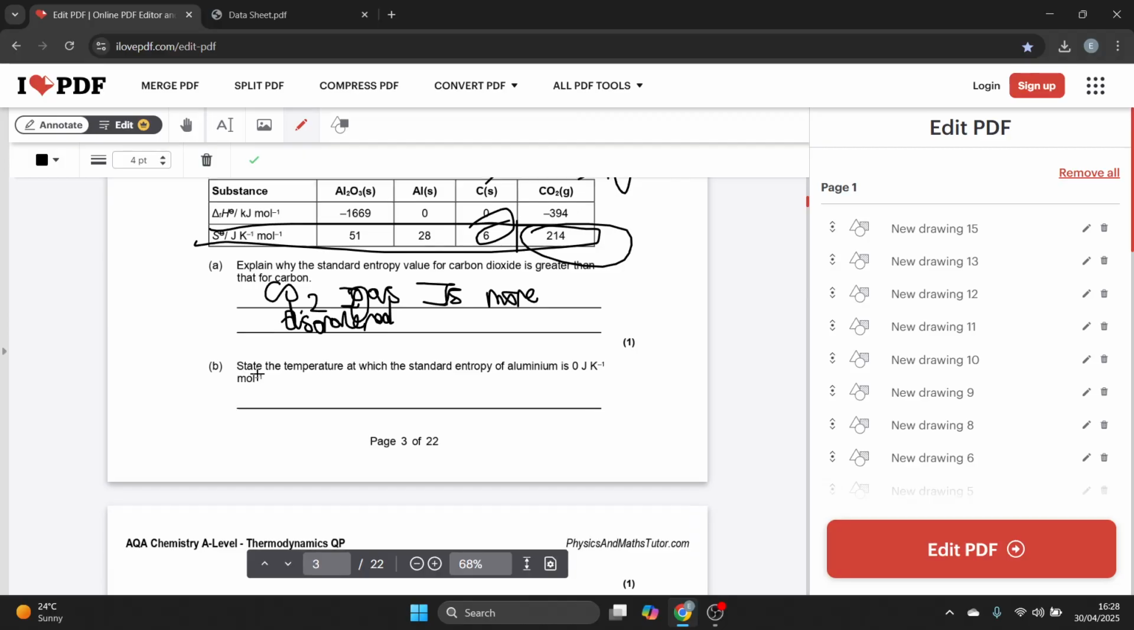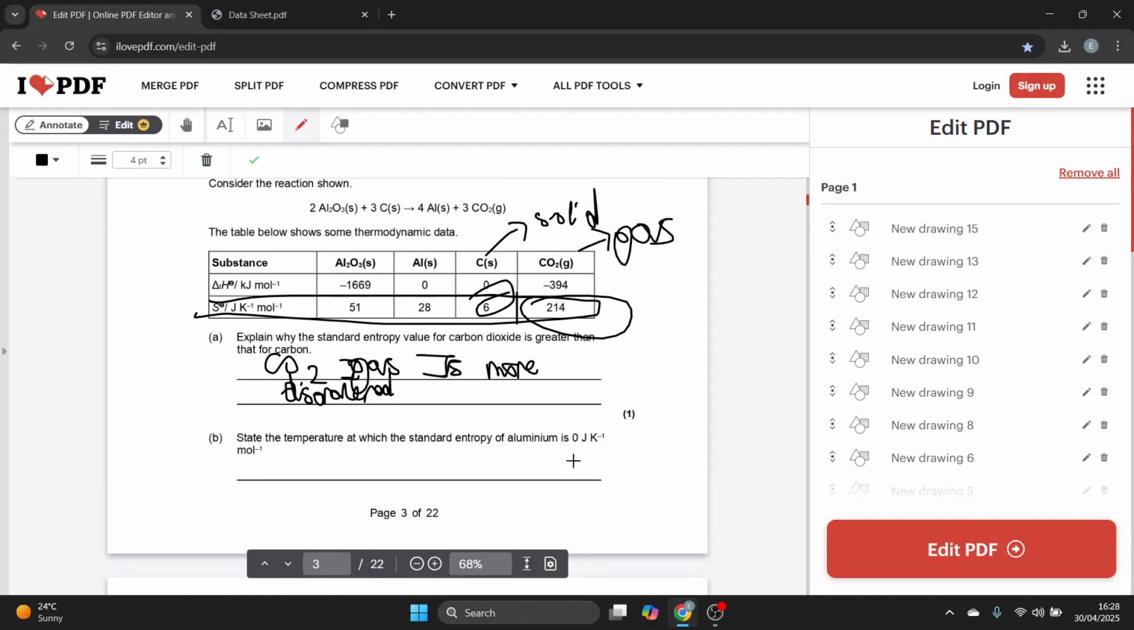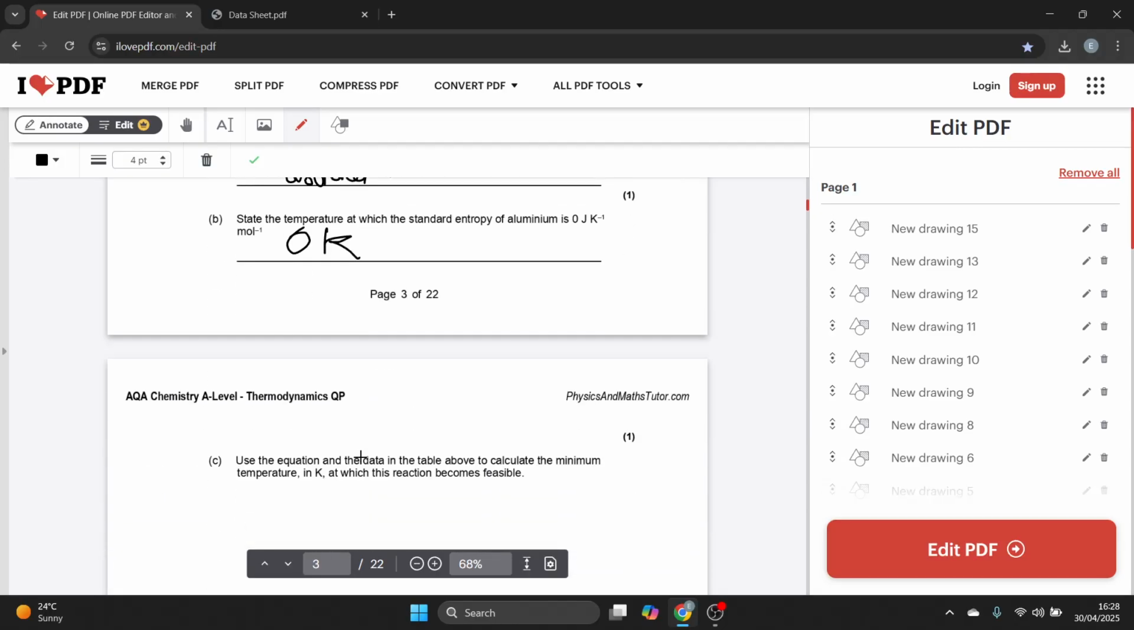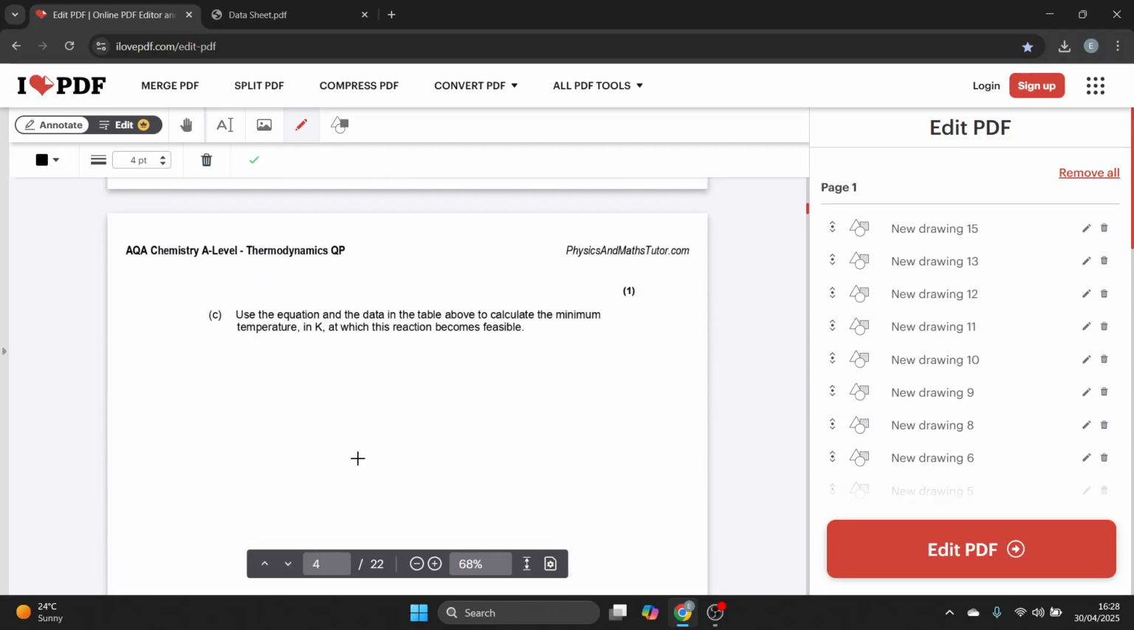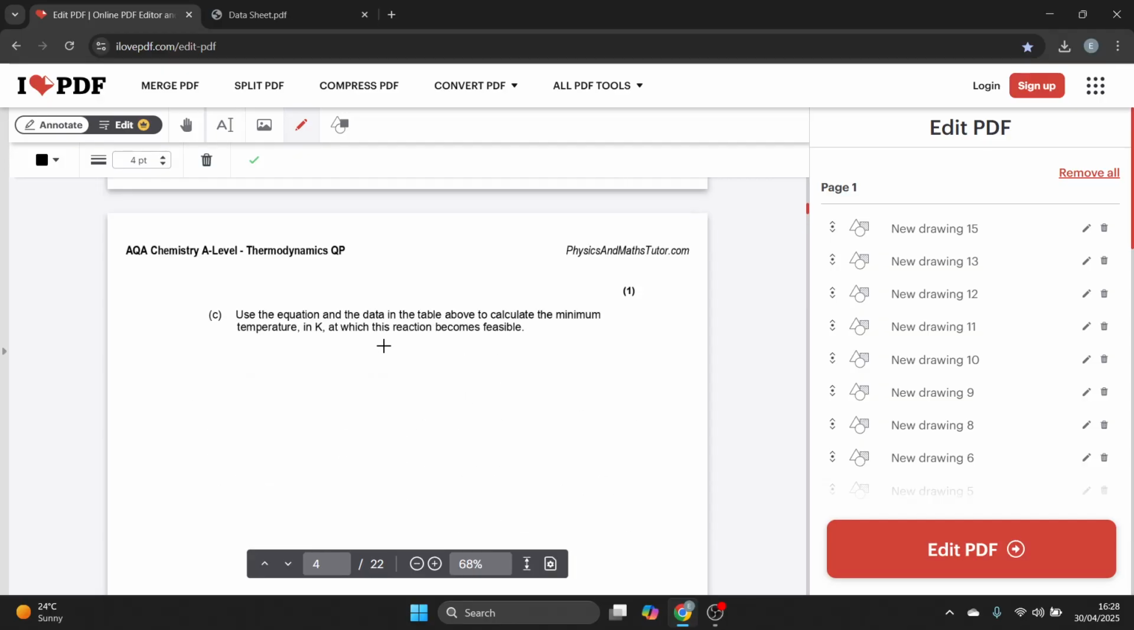State the temperature at which the standard entropy of aluminium is 0. The temperature at which the standard entropy of aluminium is 0 is going to be 0 Kelvin. And then it says use the equation and data in the table to calculate the minimum temperature where this reaction becomes feasible. And this is 7 marks, this part. So the minimum temperature at which this reaction becomes feasible.